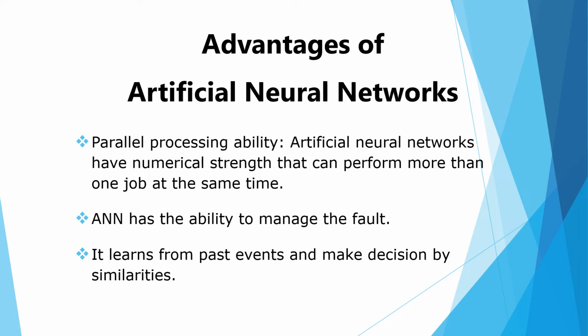It has parallel processing ability. Artificial neural networks have numerical strength that can perform more than one task at a time. It always processes data in the form of numbers, because it first converts the data into numeric form, and only then processes it. It has the ability to manage faults in any area, and it learns from the data already fed into it. So we can say that it learns from past events, and then makes decisions on the basis of similarities and differences found after the processing.